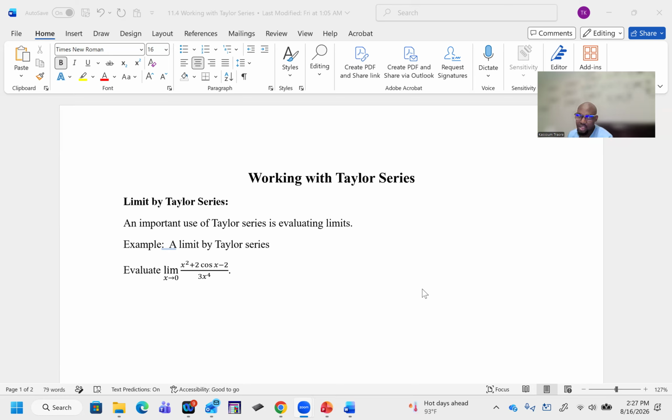So let's start with the first example. Limits by Taylor series. An important use of Taylor series is evaluating limits. So the first example: evaluate the limit of x squared plus 2 times cosine of x minus 2, divided by 3 times x to the power of 4, as x approaches 0.